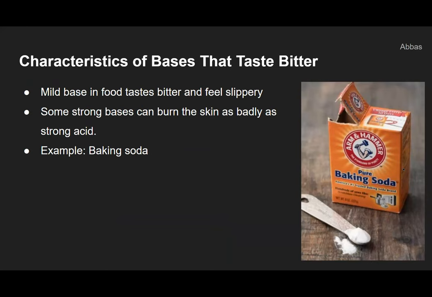Characteristic of bases: tasting bitter. The most common example is baking soda, a mild base in food, which is really bitter and feels slippery. Some strong bases can burn the skin, just as a strong acid can. It's the same with the acid and the base: the strong one burns the skin.